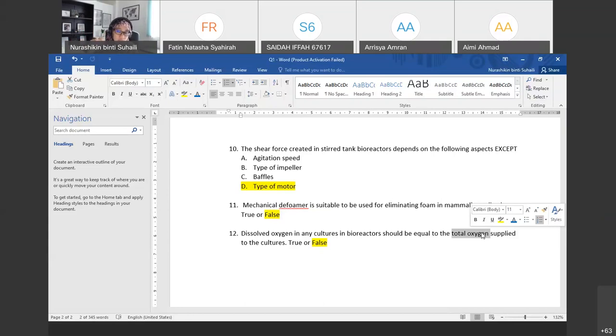We know that for the oxygen to be dissolved in the liquid, there are a few hurdles or obstacles for the oxygen to be dissolved. So if you are supplying a certain amount of oxygen, not all of the oxygen will be dissolved. It depends on many factors inside the culture as well. So by nature, the total oxygen will not be entirely similar to what will be dissolved in the liquid. So this is wrong, it should not be equal. It should be less than, because not all oxygen will be dissolved. So the answer here is false.